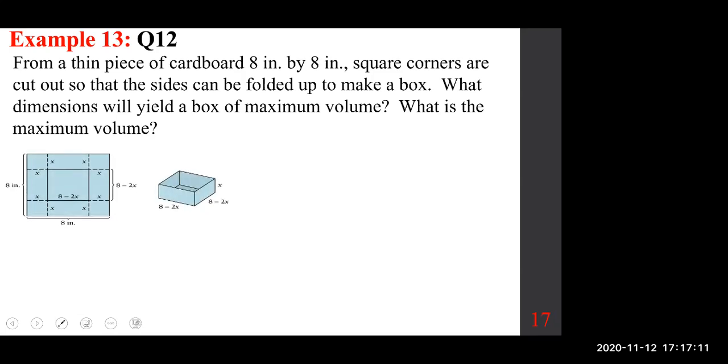What we have is an 8 by 8. We are going to cut the corners by x. That means we're going to cut equal corners. And when we do that and we fold them up, what is left is 8 minus 2x on each side and the height of x. So what is the objective? We want to maximize the volume. Remember, the volume is the area of the base, the width times the length times the height, where the width and the length are both 8 minus 2x and the height is x.